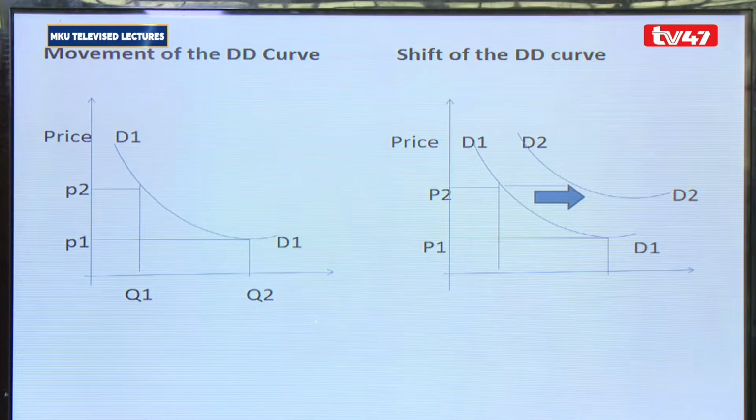So I want to remind you what I've said here, that there are two things that we are talking about: a movement along the same demand curve and a shift of the entire demand curve. A movement is caused by the change in price only. All other factors, a change in any of the other factors, will create a shift of the demand curve. I hope that is clear.